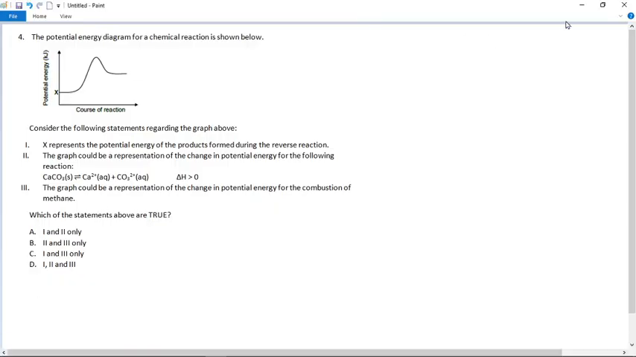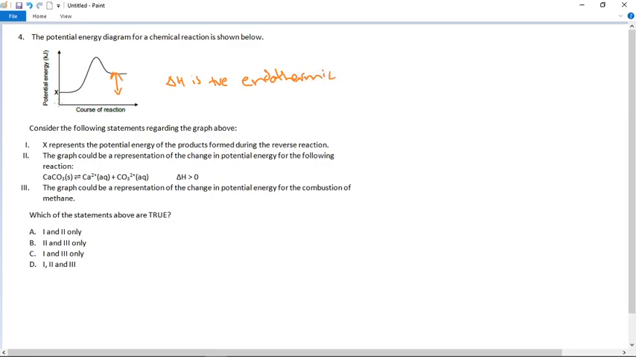Okay, let's look at number 4. The potential energy diagram for a chemical reaction is shown below. Consider the following statements regarding the graph above. Okay, so first of all, if we look at the change in energy between the products and the reactants, the delta H is positive, so this reaction is endothermic. So before we do anything, we know we've got an endothermic reaction.